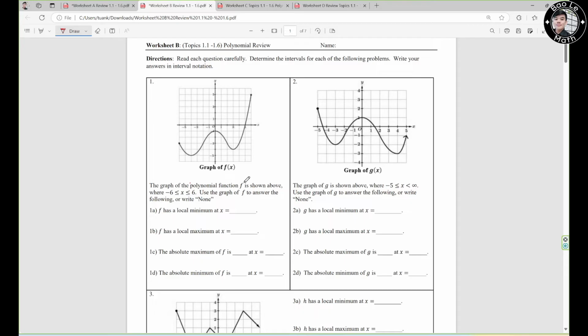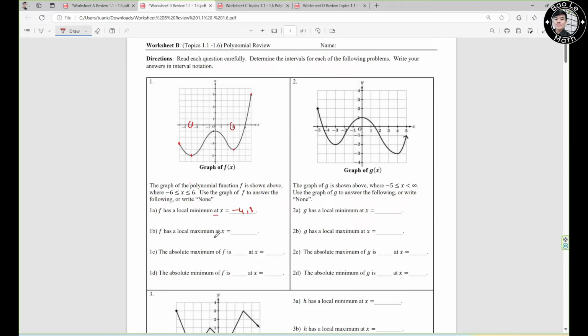The graph of the polynomial function f is shown above, where the function is defined between negative 6 and 6, so we have the endpoints right here. Use the graph of the function f to answer the following. Now, f has a local minimum at, right? The local minimums are going to be this point right here and this point right here. So at s equals negative 4 and 3. So, negative 4 and 3.